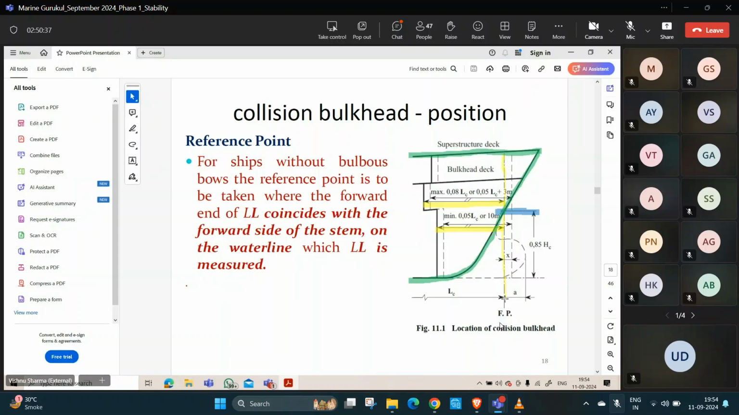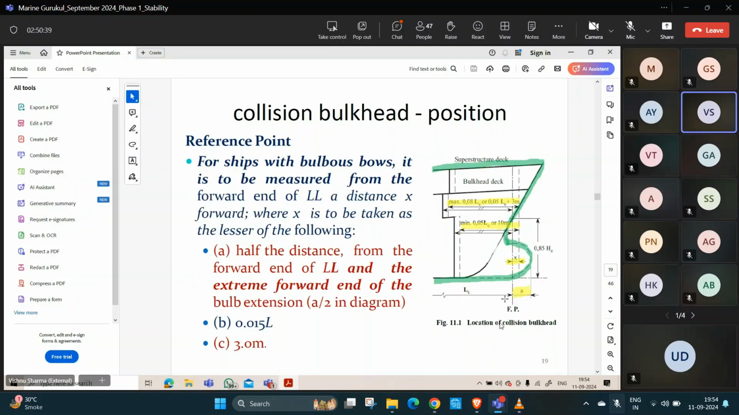Okay sir. In this one, the reference line will be this one, right? And in this bulbous bow, the x has to be obtained. It has to be the least of these three options, right? Yes sir, x will be the least of these three options. It will be half the distance from forward perpendicular to forward extremity. This A by 2 is the first option.